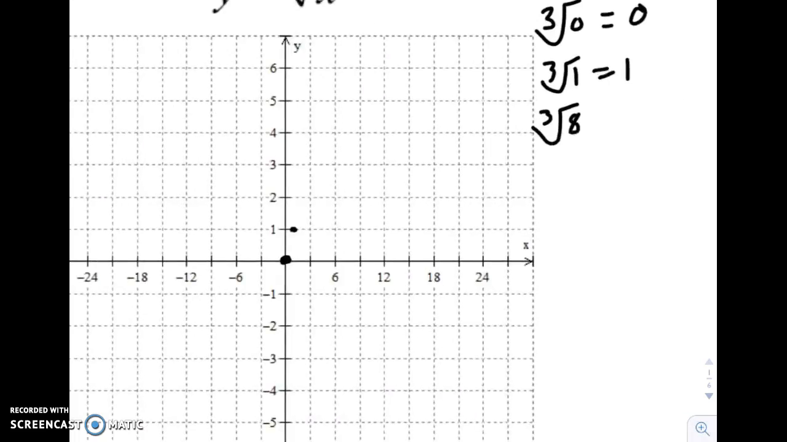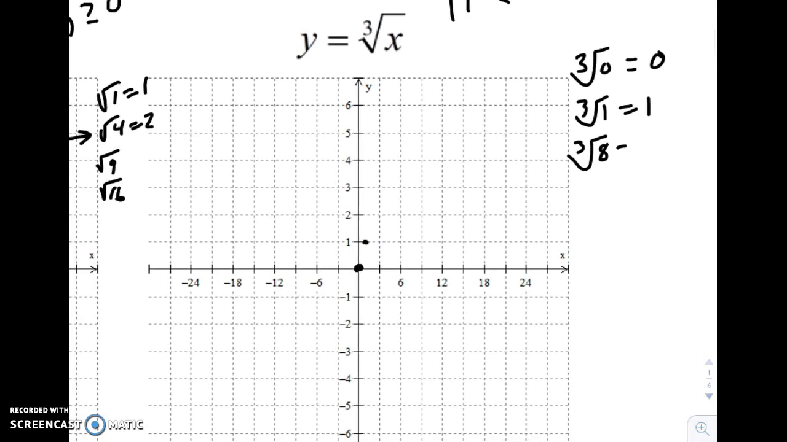And then the cube root of 27 is 3. So we have to go all the way to 27 just to get to 3. And so it's growing, but again, slowly, and it's really starting to level off the further and further you go right.